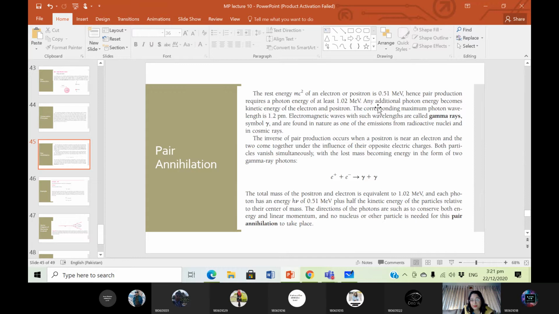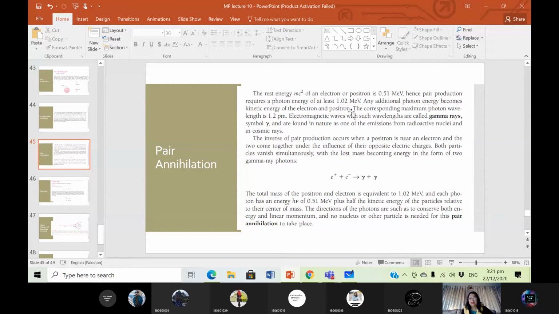अगर इसको twice करें तो हमारे पास क्या आएगा? 0.51 times 2. Anyone? I don't have a calculator over here. But this is basically twice that, okay? Because 1.02 का half अगर करें, yeah, वही आता है. So any additional photon energy becomes kinetic energy of the electron positron.